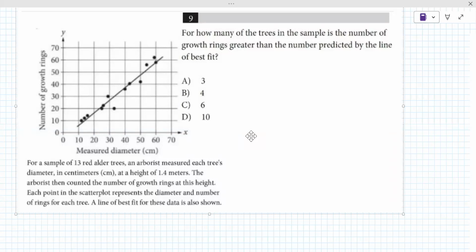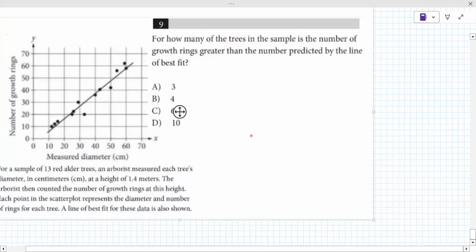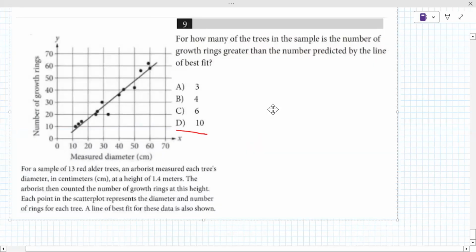Wait, so it's asking for how much is greater? Right, basically, is it above or below, but by how much? Six times. Okay, so, yeah, I see how you're doing that. How many of the trees in the sample have growth greater than predicted? Okay, yes, it is 6. Good. So sometimes it's just as simple as counting.